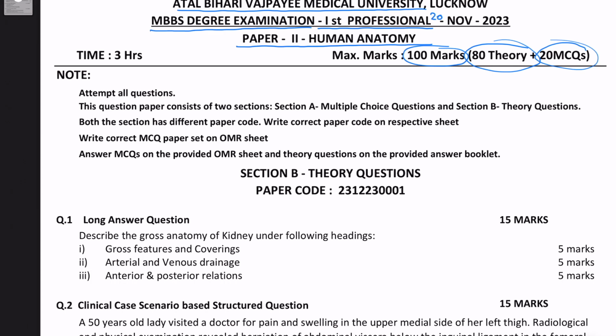The remaining question paper is of 80 marks, that is section B, and it is a theory question paper. Let's have a fast review.